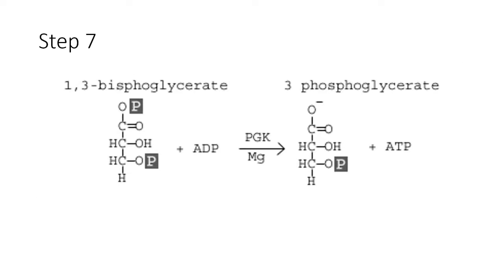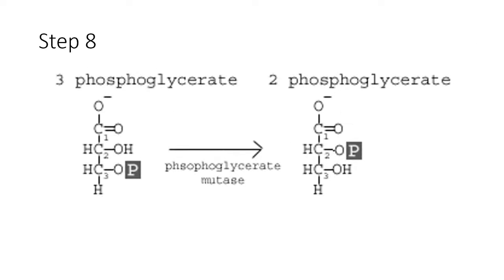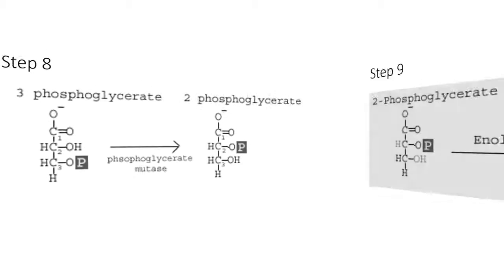Step 7. A phosphate from glycerate 1,3-bisphosphate is transferred to ADP to form ATP. Glycerate 3-phosphate is formed. In step 8, glycerate 3-phosphate is rearranged to form glycerate 2-phosphate, which is catalyzed by phosphoglycerate mutase.